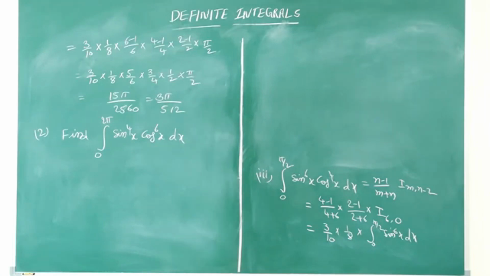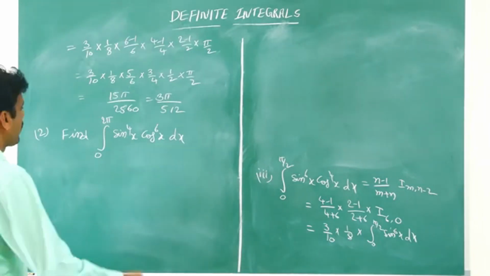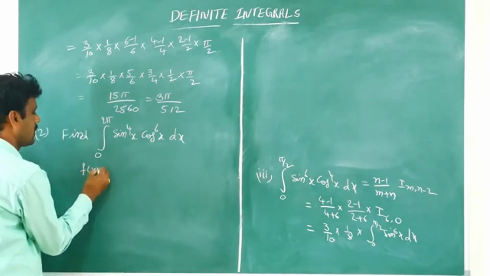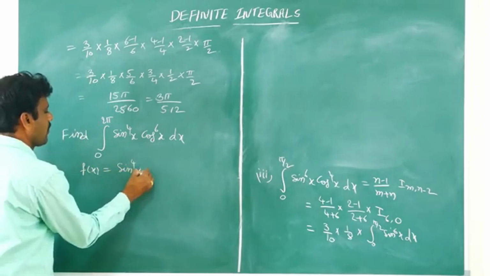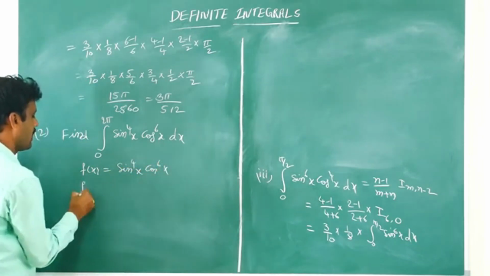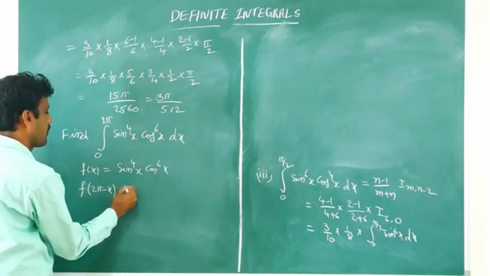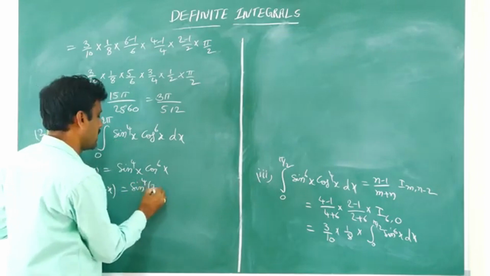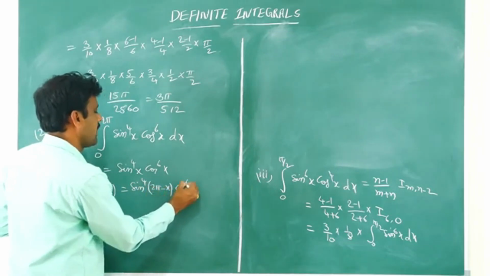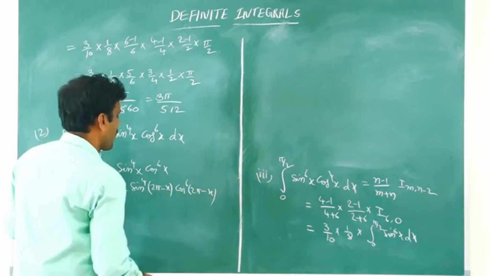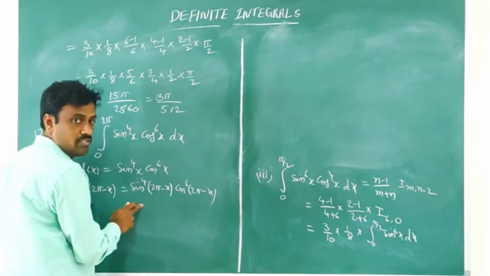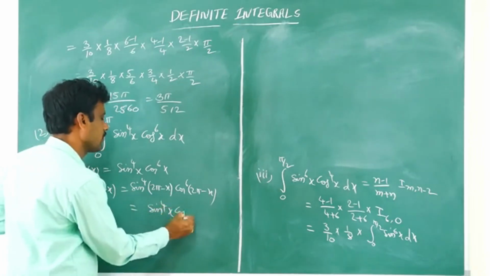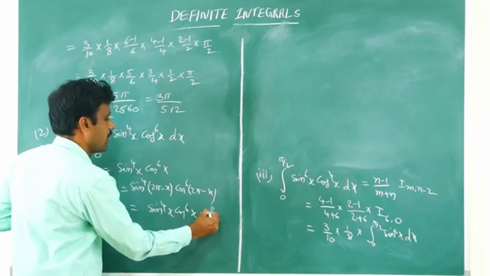Let f of x equal to sin power 4x cos power 6x. Then f of 2 pi minus x is sin power 4 of 2 pi minus x, cos power 6 of 2 pi minus x. In the fourth quadrant, cos is positive and sin is negative, but the power is even, therefore all positive, equal to f of x.